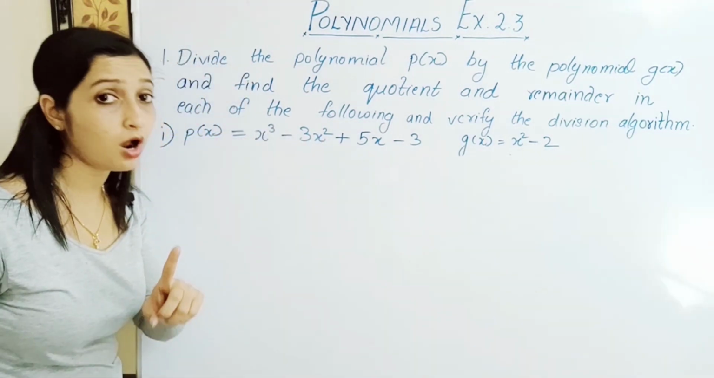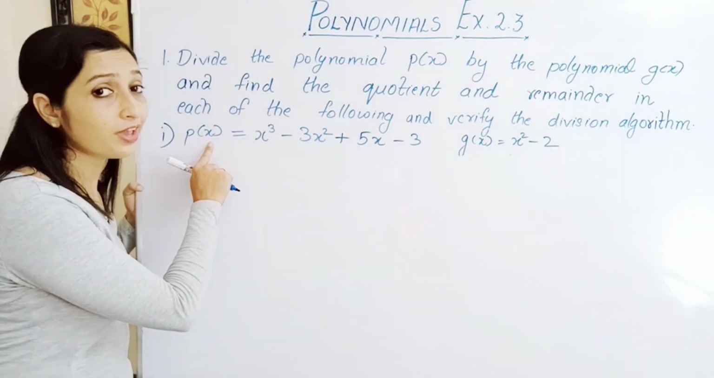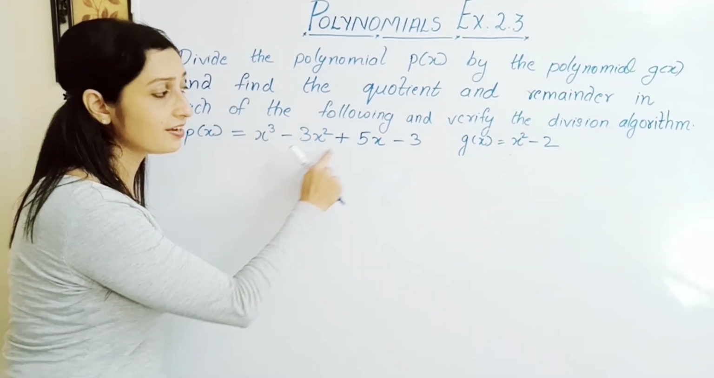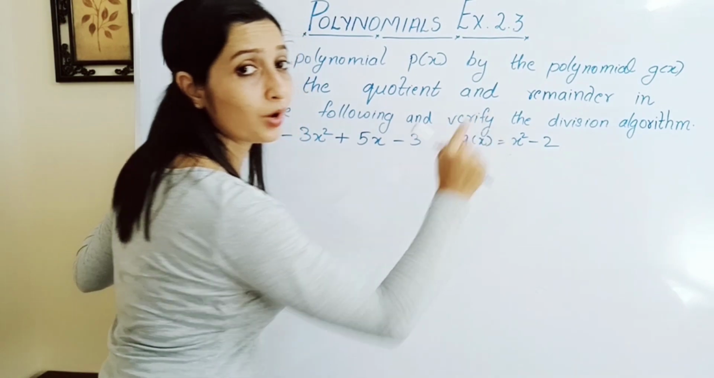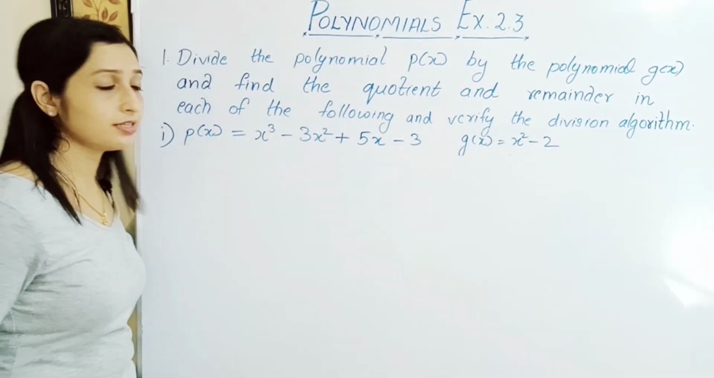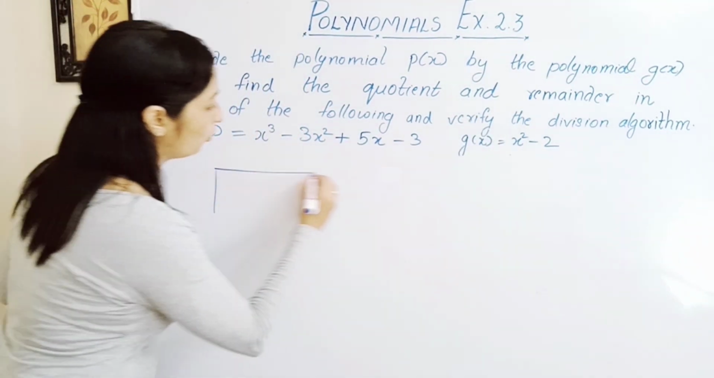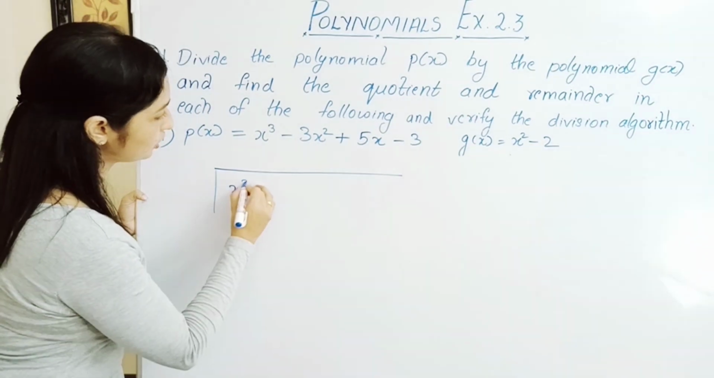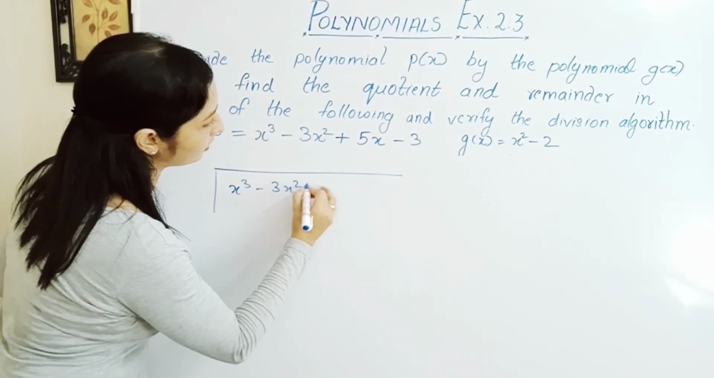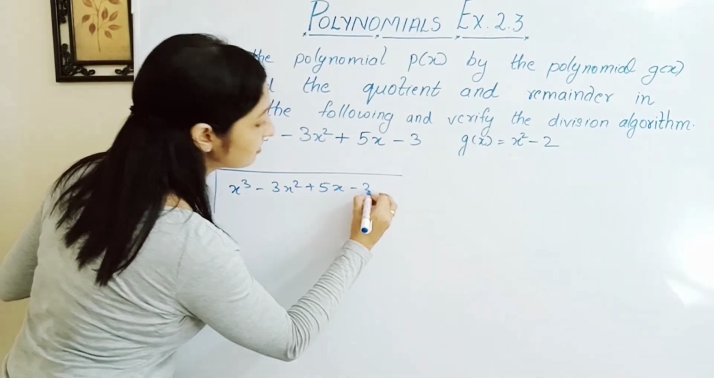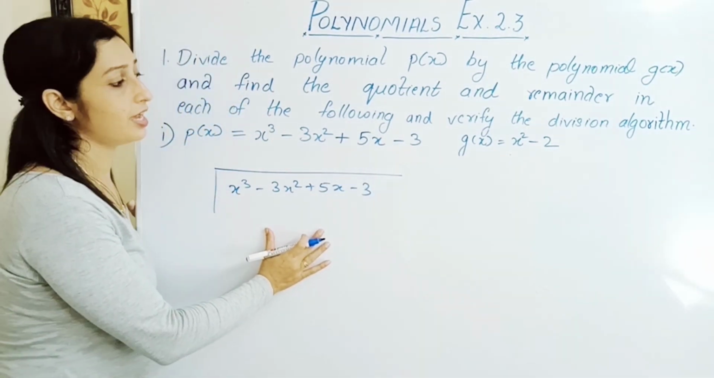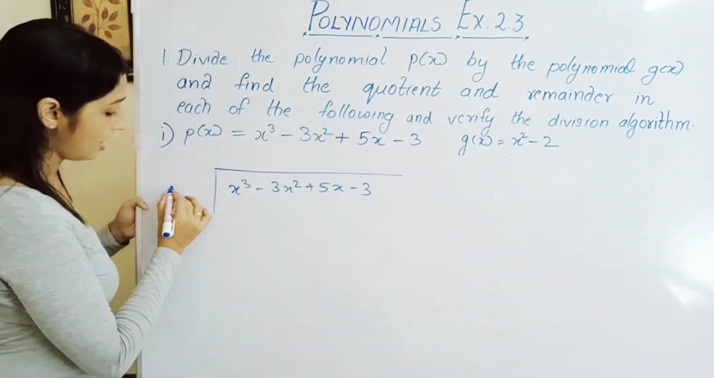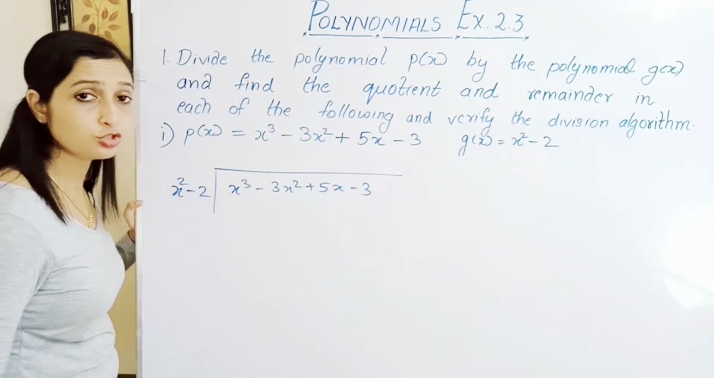So let's move on to our first question, which is p of x is equal to x cube minus 3x square plus 5x minus 3 and g of x equals x square minus 2. So let's start our division. So we write x cube minus 3x square plus 5x minus 3 inside, which will be our dividend. And what is our divisor? It is x square minus 2.